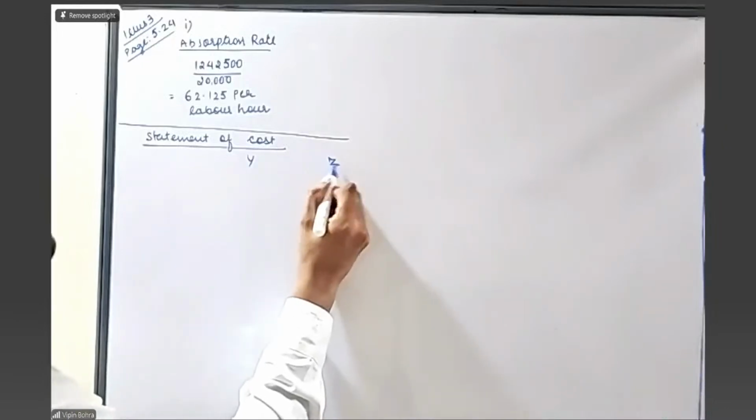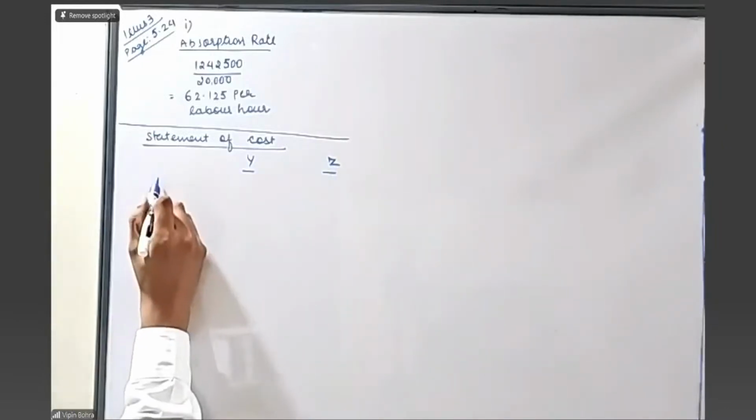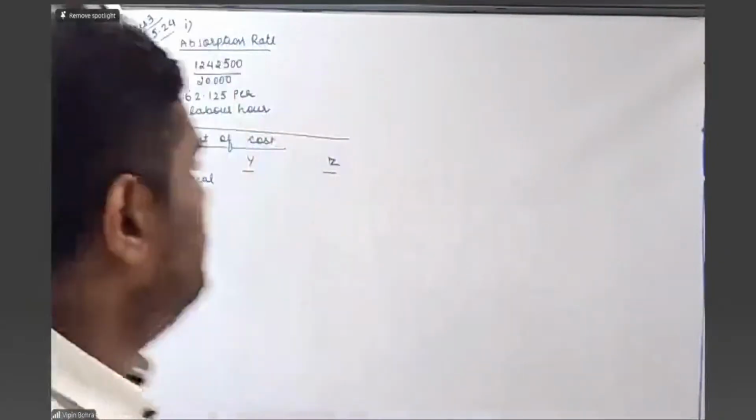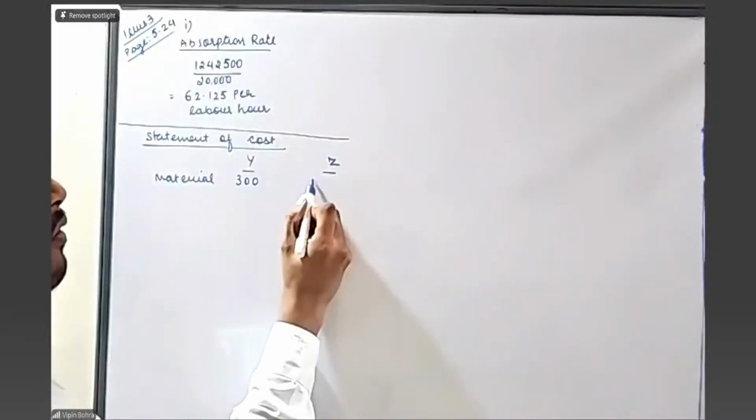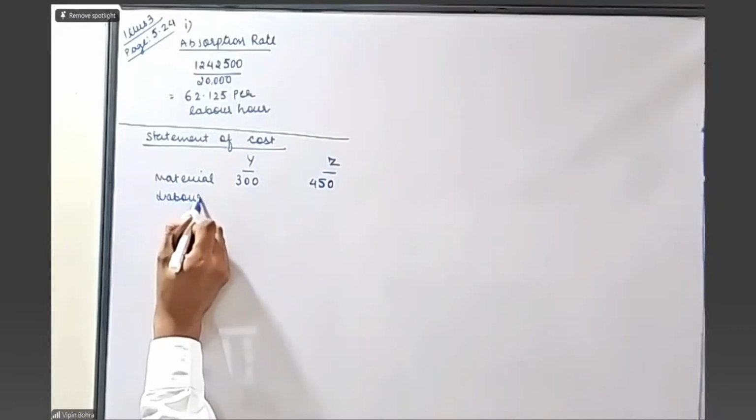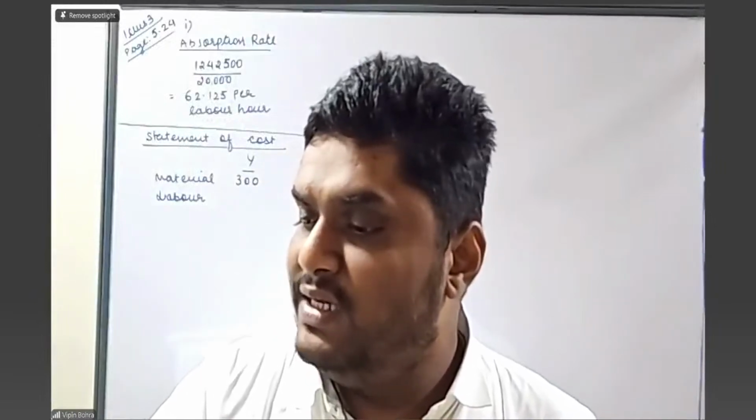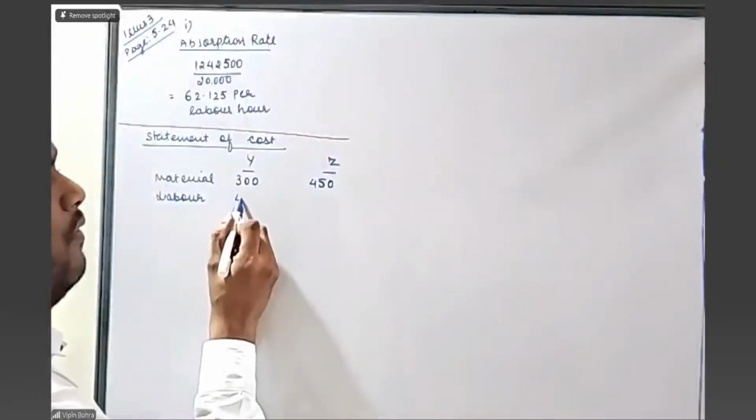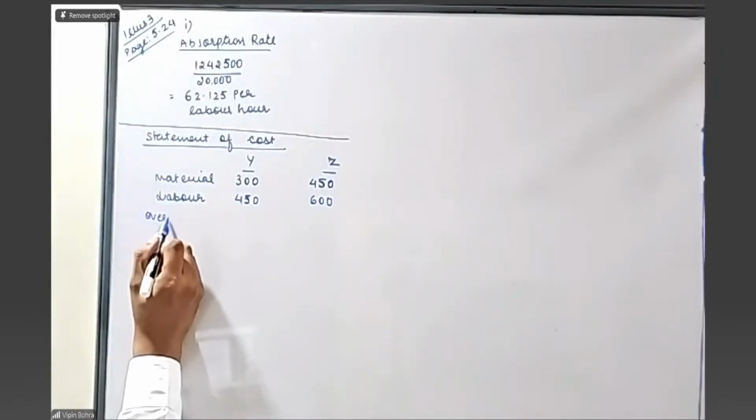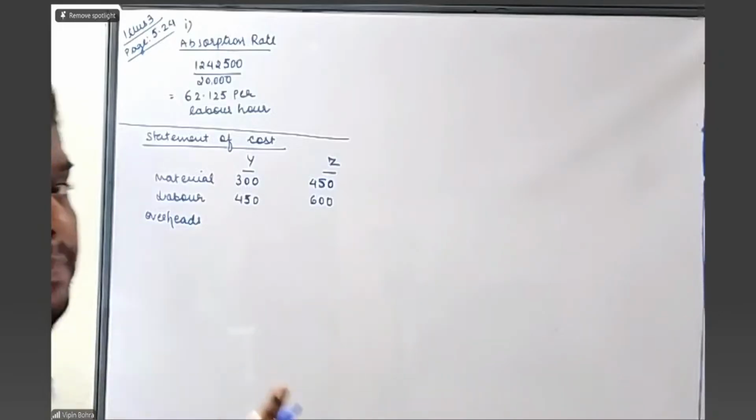There are two products, Y and Z. Now, when talking about material cost, it is given straight away, that is direct material cost per unit 300 and 450. When talking about labor cost also, it is given straight away, that is 450 per unit and 600 per unit. And when talking about overheads, it is dependent upon what?